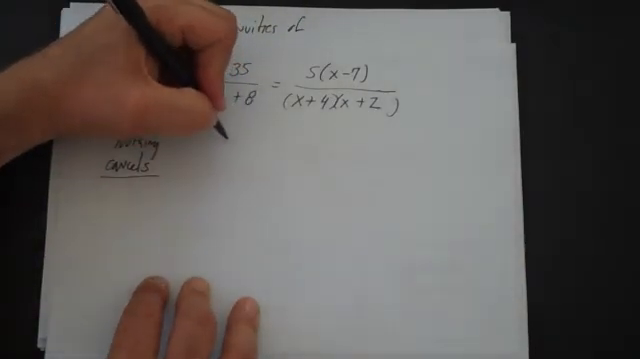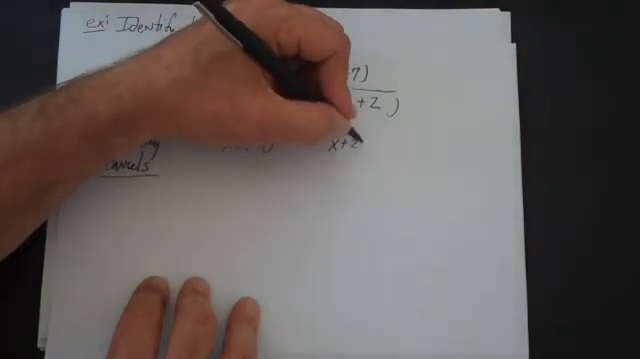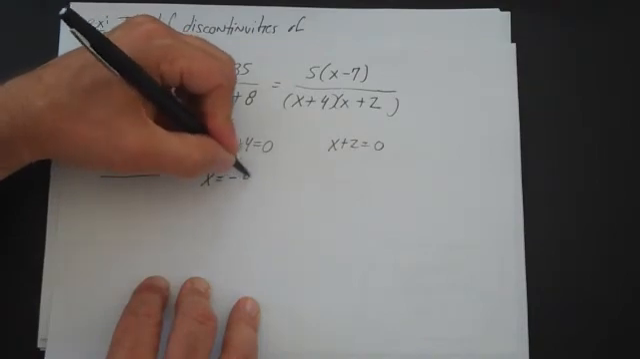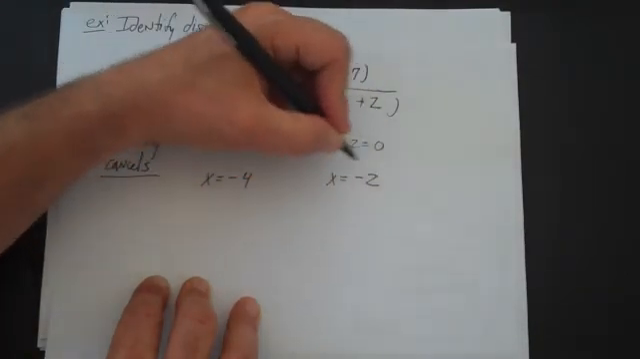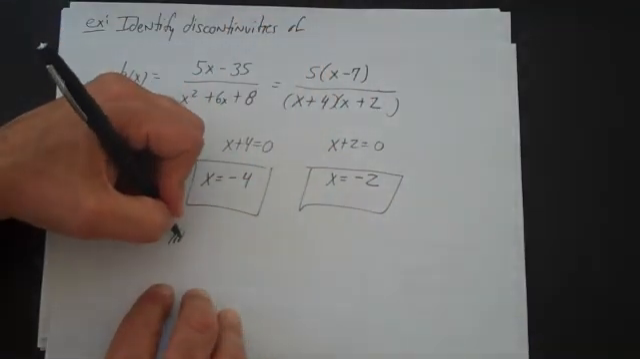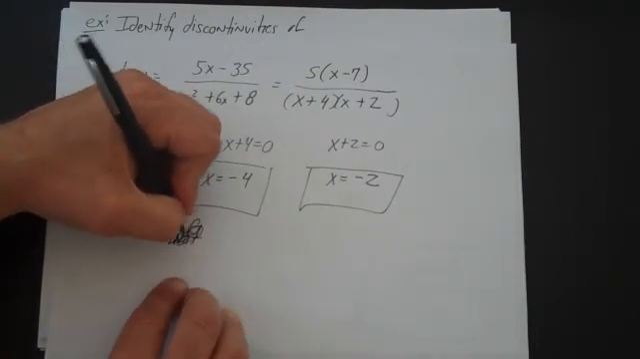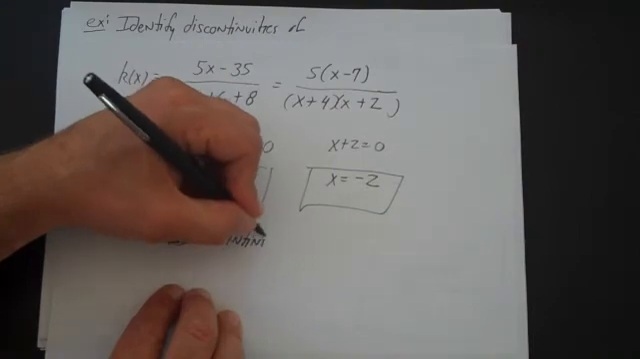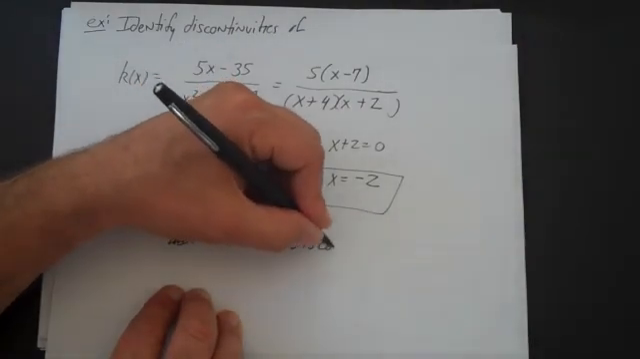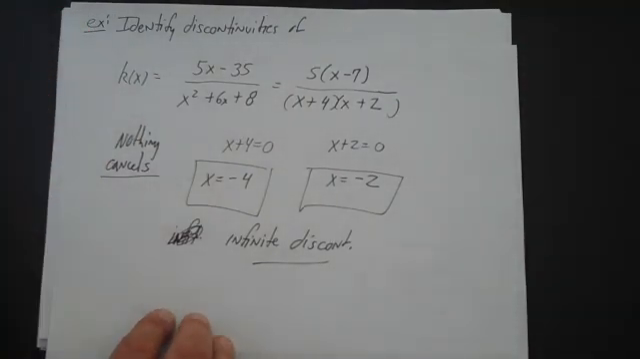So here you're going to have some discontinuities. You're going to have discontinuities at x plus 4 equals 0 and x plus 2 equals 0. That's x equals minus 4 and x equals minus 2. Those are your discontinuities, and in this case they're both infinite discontinuities. And it turns out infinite discontinuities are just sort of classes and types. And that's how you find or identify the discontinuities of a function.